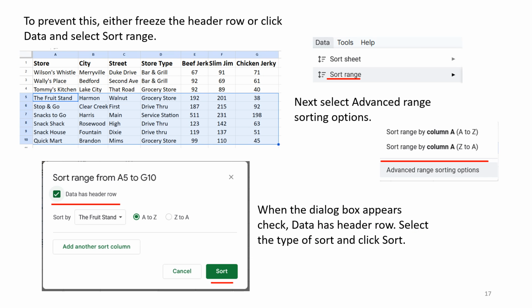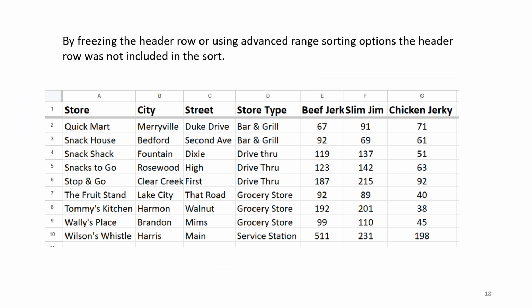To prevent this, either freeze the header row or click Data and select Sort Range. Next, select Advanced Range Sorting Options. When the dialog box appears, check Data has header row. Select the type of sort and click Sort. By freezing the header row or using advanced range sorting options, the header row was not included in the sort.